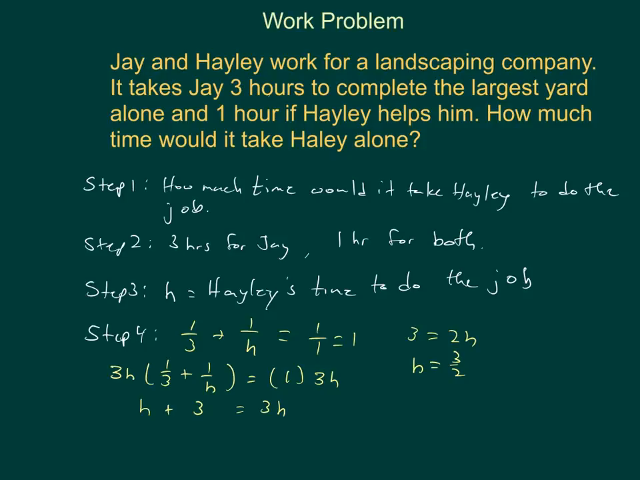So now for step 6, we need to identify how much time it's going to take Haley to do the job. Since h is 3/2, we know that is equal to 1.5. So in this case, it's going to take Haley 1.5 hours to do the job alone.